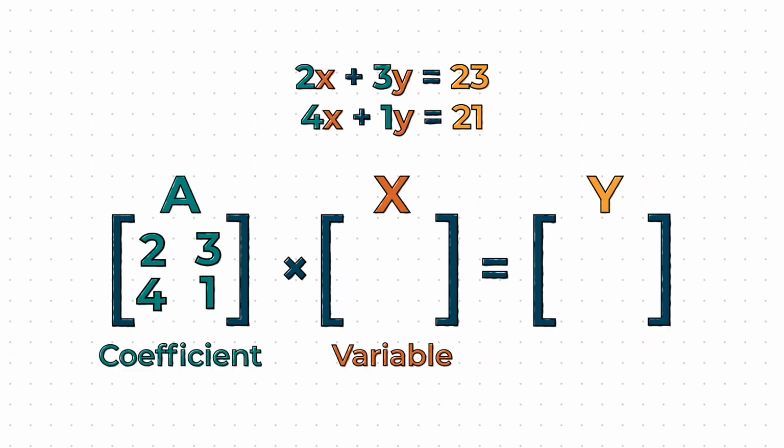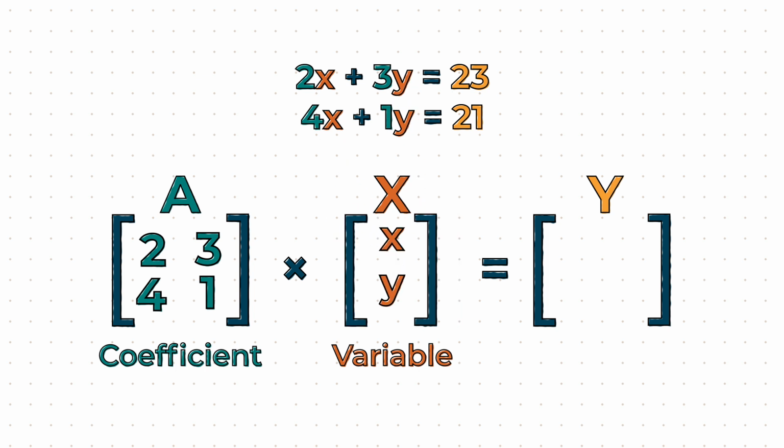Matrix X is the variable matrix. The linear equation has two variables, so we put them in the variable matrix in the order they appear, x on top and y below. And finally, matrix Y is the resultant or the answer matrix. We put the results or the answers of the simultaneous equations in the matrix. So that would be 23 and 21. Now we've successfully converted the system of simultaneous equations into its matrix form.